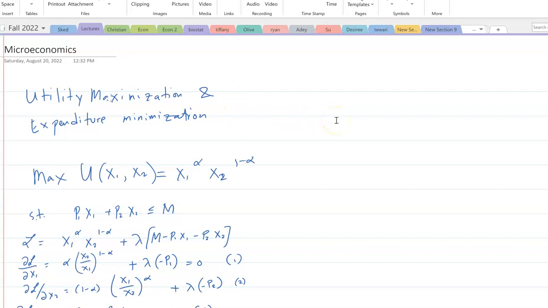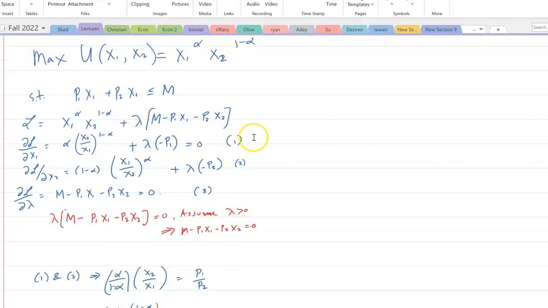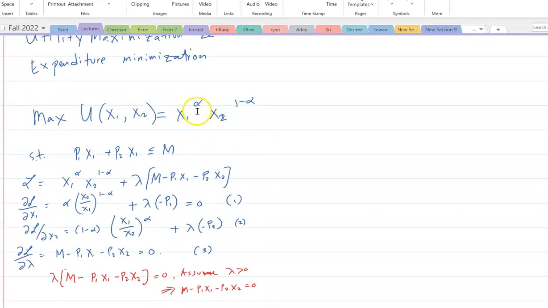Hello everyone. Today we're going to look at the duality between maximization of the utility and the minimization of expenditure. We're going to use a typical Cobb-Douglas function, x1^α x2^(1−α). We're going to maximize the utility subject to the budget constraint.